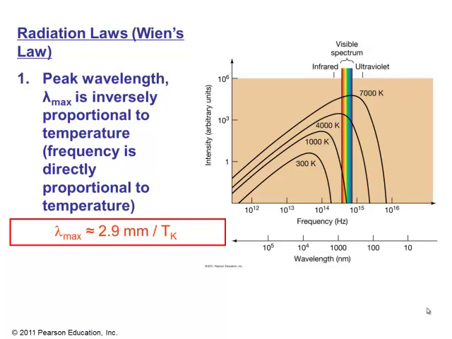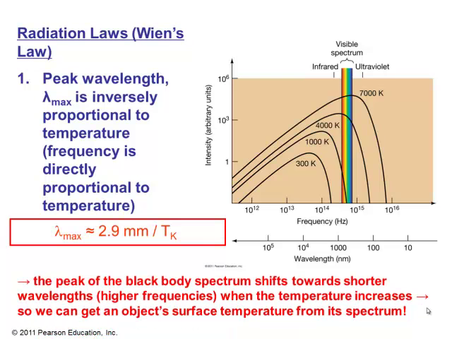Now notice how the blackbody curve has the same shape, but what it's doing is it's shifting towards the right. So as you can see, the peak wavelength is changing because it's falling at a different part of the spectrum. So notice how as temperature changes, so does the maximum wavelength. So the peak of the blackbody spectrum shifts towards shorter wavelengths or higher frequencies when the temperature increases.